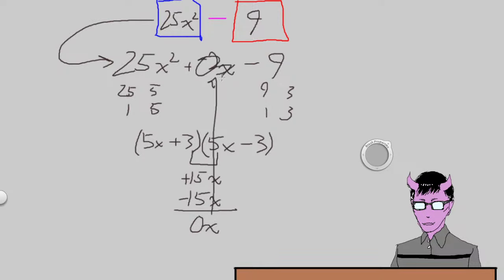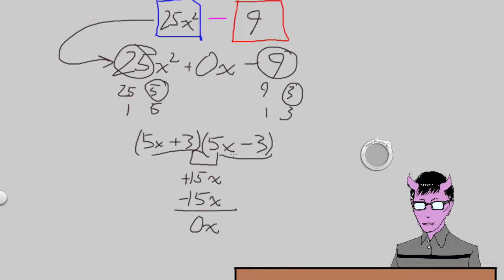So perfect. Do you have to go through this entire process? No. Once you get enough practice, you just know to take the square root of that one will get you the 5. Square root of that will get you the 3. Those ones must be the correct situation. Otherwise, the two middle terms will not cancel.